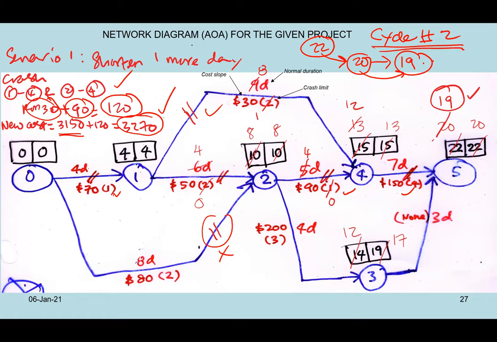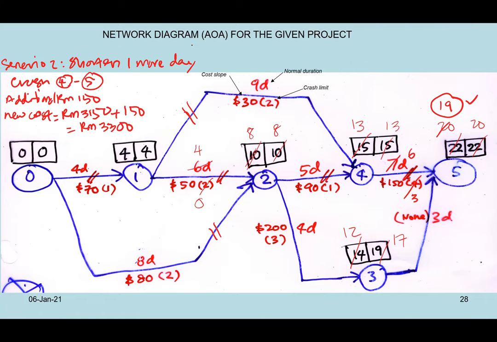And you know what? I try another scenario. I call it scenario 2. Still on cycle number 2. Still I wanted to reduce one more day, but I take a different approach. Now I choose activity 4, 5, which is more expensive. I don't have to crash two activities. I just simply crash one activity.